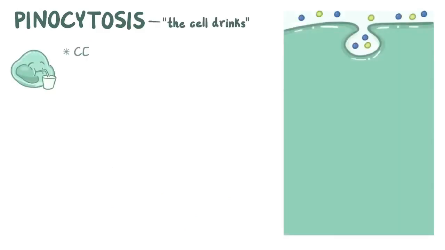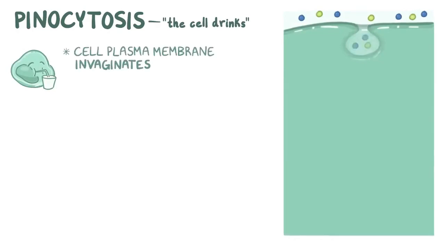Pinocytosis, on the other hand, literally means the cell drinks. In pinocytosis, the cell's plasma membrane invaginates to form a small cup around portions of extracellular fluid and solutes that are dissolved in it. Then, the edges of the cup come together, forming a vesicle.